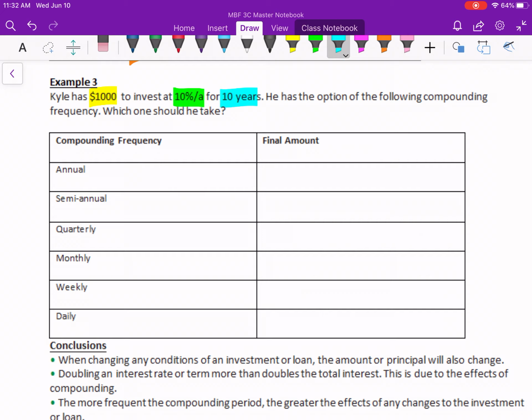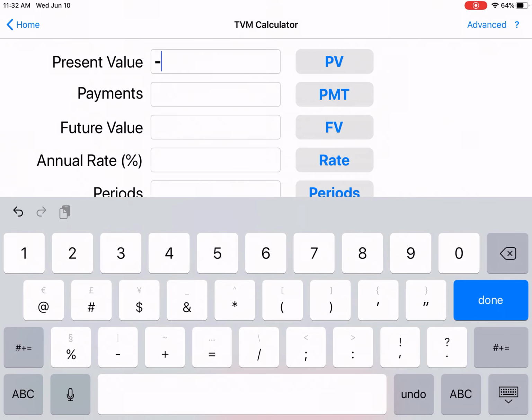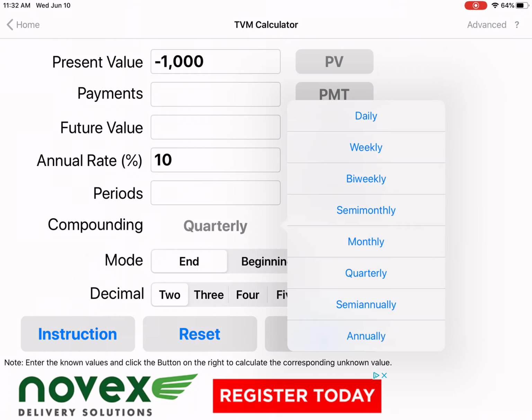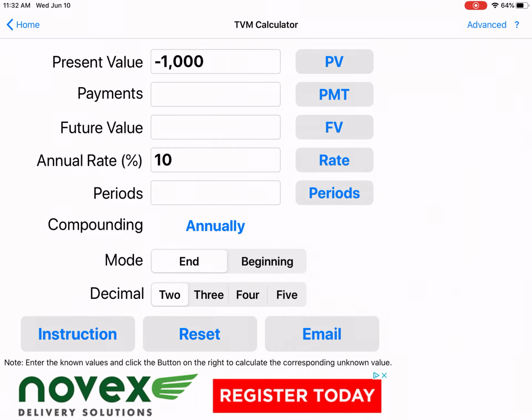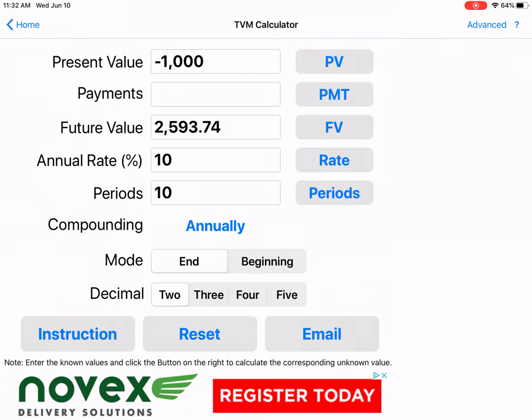So this is an investment. So now we're back to some investing. They're not borrowing, they're investing. So $1,000, reset, negative 1,000. Annual rate was 10%. It was for 10 years. So I'm going to have to play with a couple things here. So first of all, we're going to go with annually. And so that means once a year. And like I said, it's for 10 years. So that means the period 1 times 10 is 10 periods. So the future value is $2,594.